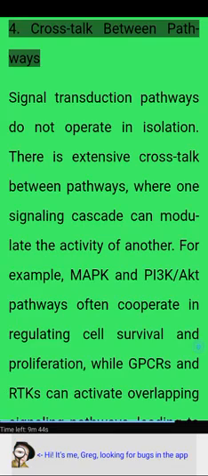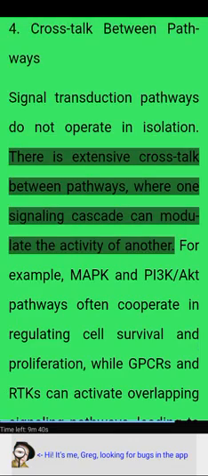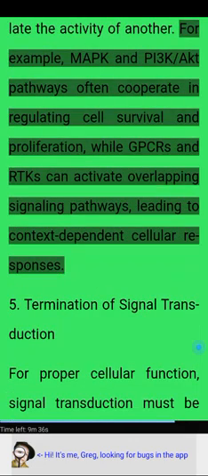4. Crosstalk between pathways. Signal transduction pathways do not operate in isolation. There is extensive crosstalk between pathways, where one signaling cascade can modulate the activity of another. For example, MAPK and PI3K-AKT pathways often cooperate in regulating cell survival and proliferation, while GPCRs and RTKs can activate overlapping signaling pathways, leading to context-dependent cellular responses.